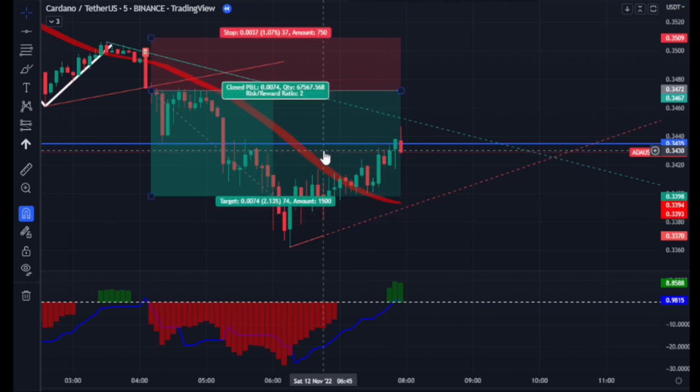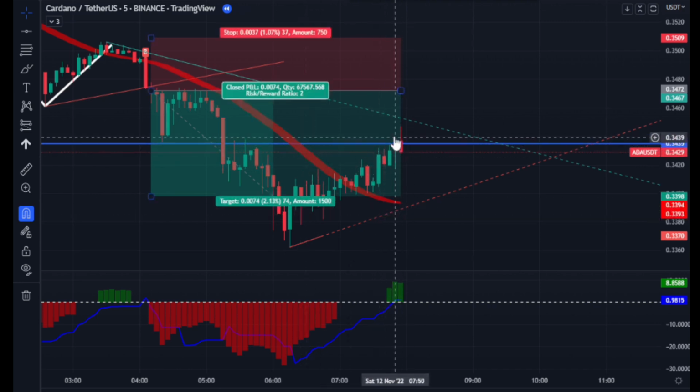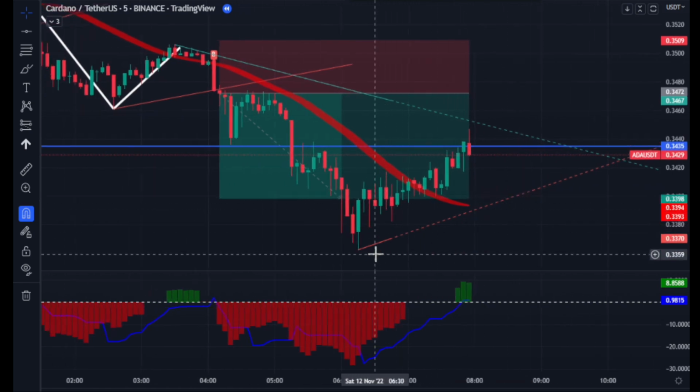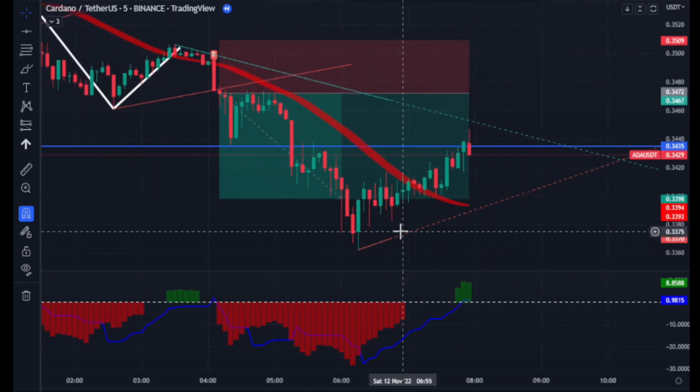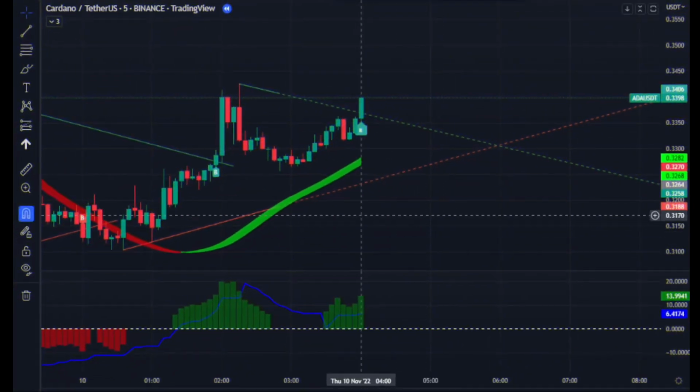Now we see that the price reached our stop loss and we won this trade, so here we end the trade. Now we will see examples of long trades. Here is an example of a long trade.